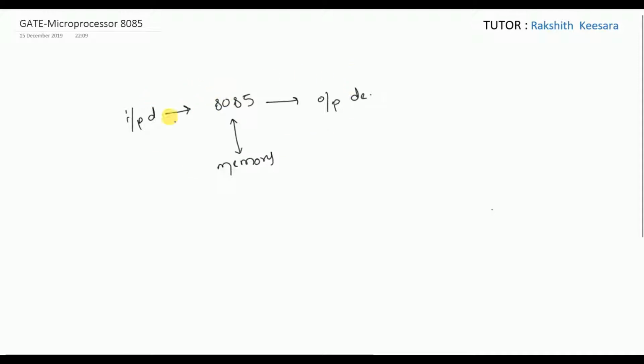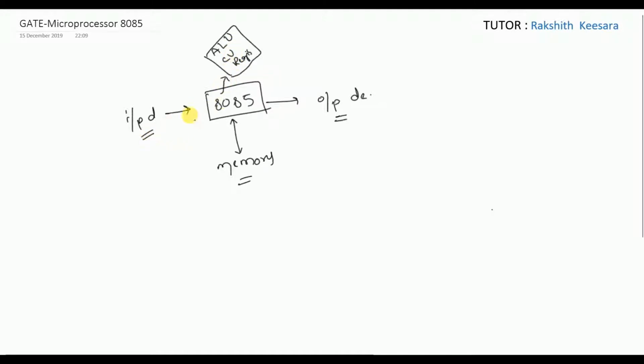So this is the simple block diagram of 8085, guys. This is our microprocessor, which is connected to input devices, output devices and memory. See, the 8085 microprocessor will not have any internal memory. The memory which we are connecting is the external memory. Inside the 8085 microprocessor, we have an arithmetic and logical unit to perform the operations, a control unit to control what operations are performed, and registers.